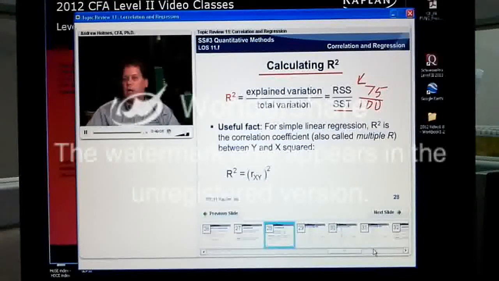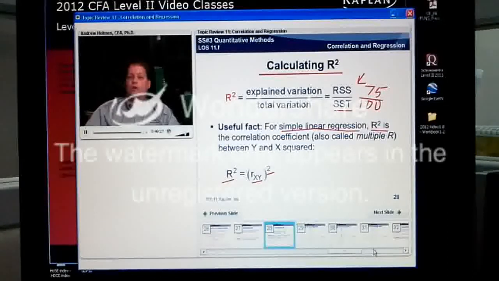Now, for simple linear regression, and for simple linear regression only, the R square is the correlation coefficient squared between the x and y. So if we took the correlation coefficient and we squared it, then we would get the R square. Maybe a useful fact, but that's only good for simple linear regression. It won't apply in the next reading.